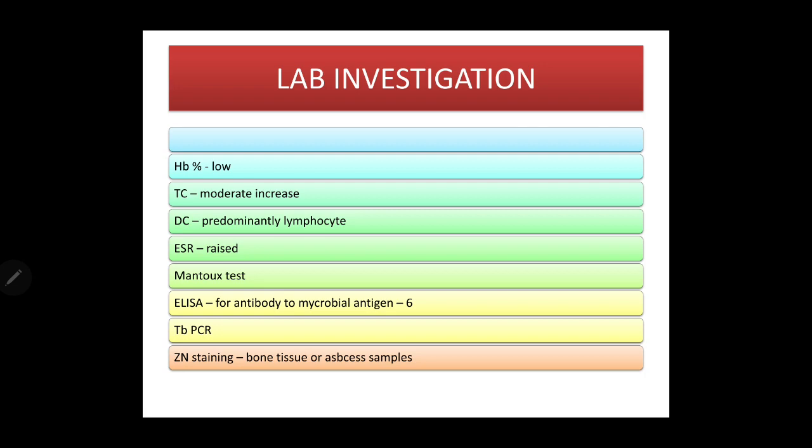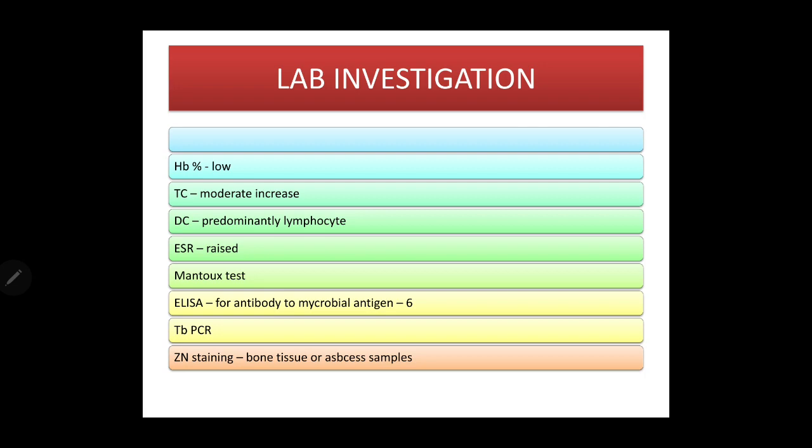A score of more than 9 mm is positive, whereas a score of 5 to 9 is indeterminate, and less than 4 is negative. Now what is important in this? Is it just the size or is it the induration? Induration is more important. So induration needs to be measured, after 72 hours.